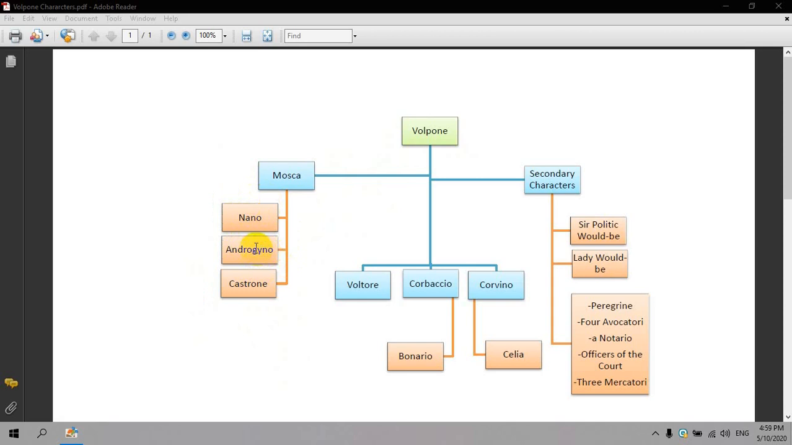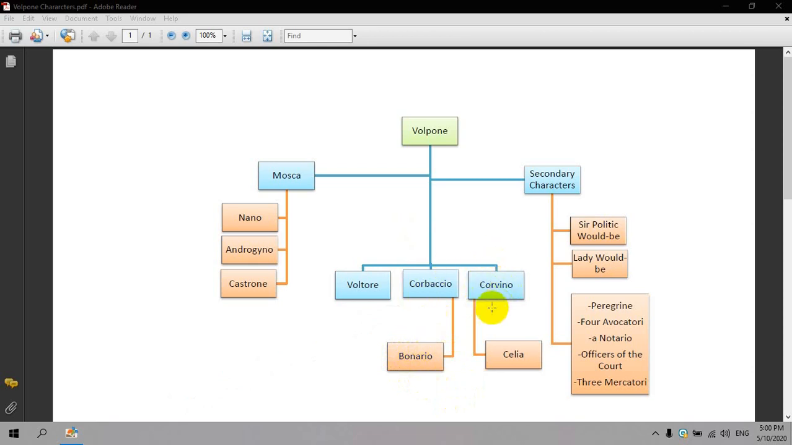Among the other three important characters in this play, Voltore is the first victim of Volpone. He is a lawyer, a man of law, and we will see that Voltore plays with the law for his benefit, and he is the first victim of Volpone. The second character is Corbaccio. Corbaccio is an old gentleman from Italy also. He is a miser, and he has a son who will also take part in this play, Bonario.